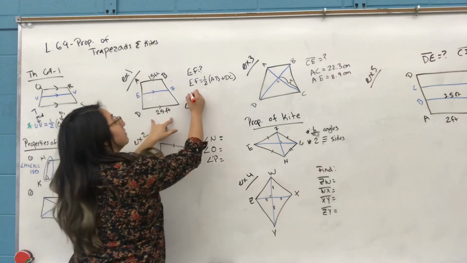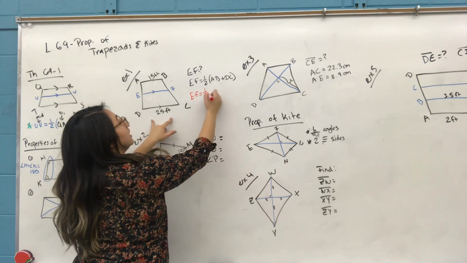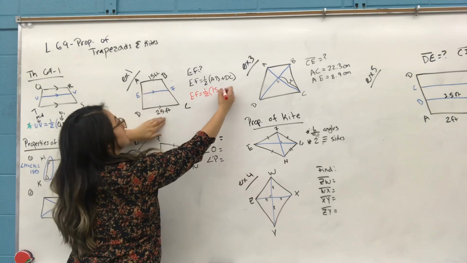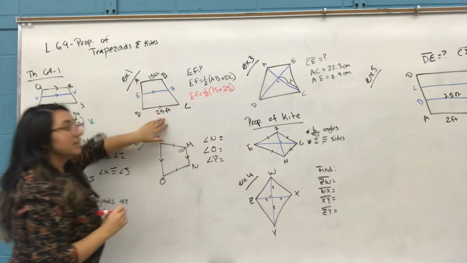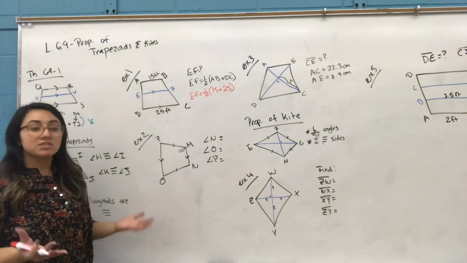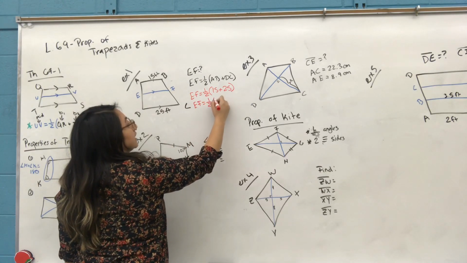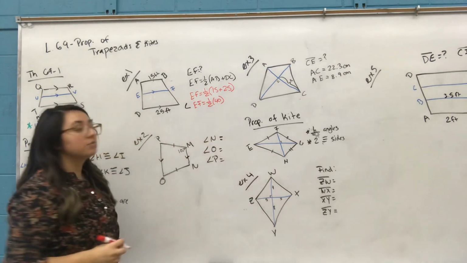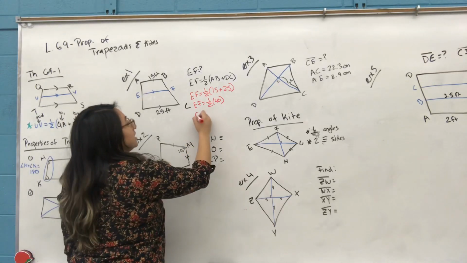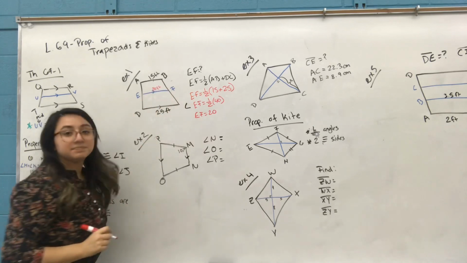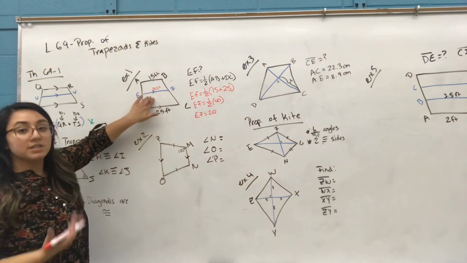So then I'll have EF is equal to 1/2 times AB, this top part is 15, this bottom part is 25. So it looks like I have an equation there. I can easily solve for EF by continuing on. That is 1/2 times 40, 15 plus 25 is 40. That means our section here is equal to 20 feet. And there we find what the mid-segment is.